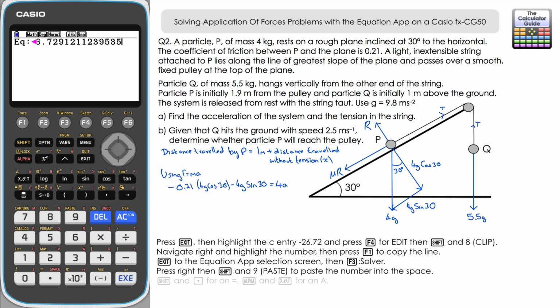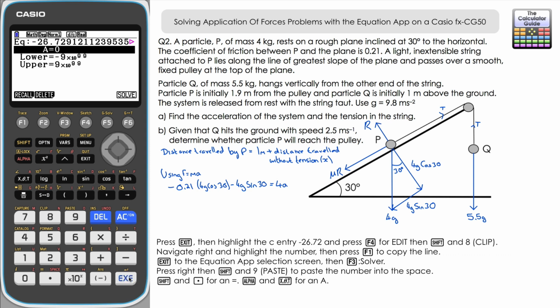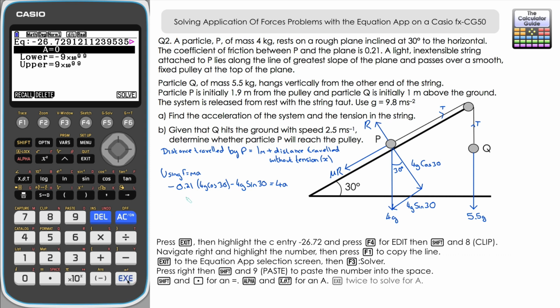And then we've got an equals, so that's shift and then the point here, and then 4a, so 4 and then alpha a. It'll have to be a capital A, but that's okay. Press execute and then execute to confirm we want to solve for a, and here we have our new acceleration, which is minus 6.68. We knew it was going to be negative because P is going to be decelerating at that point.